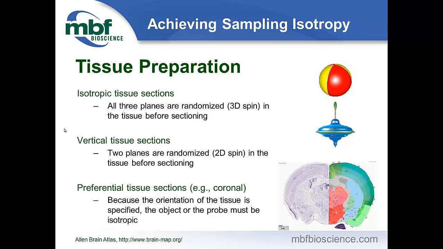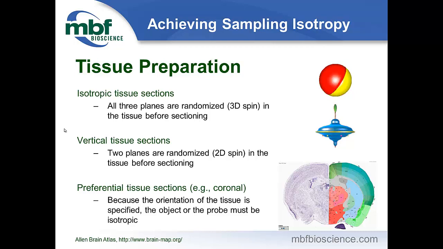One of the ways to do that is by how you section the tissue, and that brings us to this slide. Yep, and there are three ways that you can prepare your tissue. You can create an isotropic tissue section, and in this case, all three planes are randomized using a 3D spin in the tissue before sectioning. So that would be analogous to that beach ball rolling up there in the upper right.